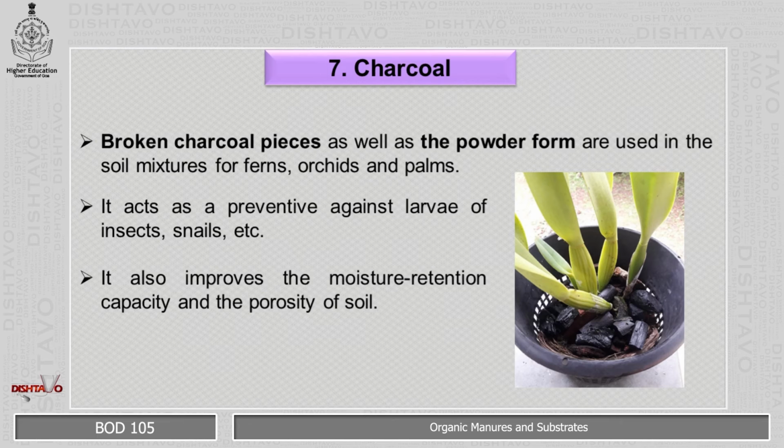Charcoal. Broken charcoal pieces as well as the powder form are used in the soil mixtures for ferns, orchids and palms. It acts as a preventive against larvae of insects, snails, etc. It also improves the moisture retention capacity and the porosity of soil. In the adjoining picture, you can see that some orchid plants have been grown on charcoal pieces.